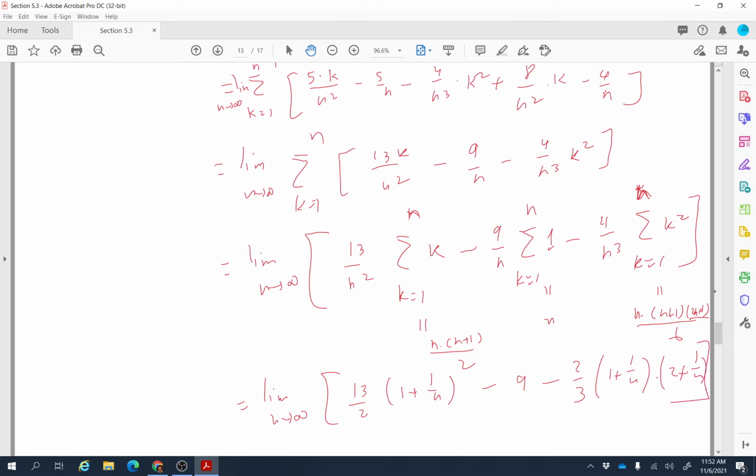Why are we doing this? Because eventually we would like to find the limit, and while finding the limit, if n is in the denominator, that term goes to 0. So if you apply this limit here, this would be 0, this would be 0, this would be 0, and after the limit, the leftover would be 13 over 2 from the first term minus 9 from here. There is no n, so the limit does not affect anything here. Minus 2 over 3 times, from here it's just 1 because the second term would be 0. From here this is just 2 because the second term would be 0. So eventually this is the number we are going to get, and if we add them by making the same denominator, this is the answer we're going to get: negative 23 over 8.